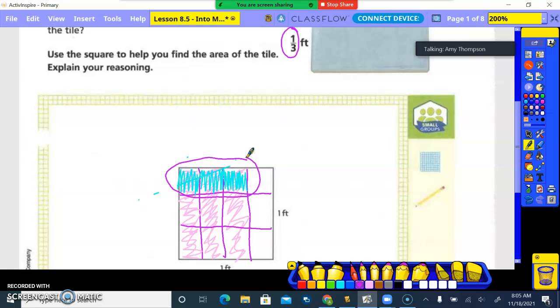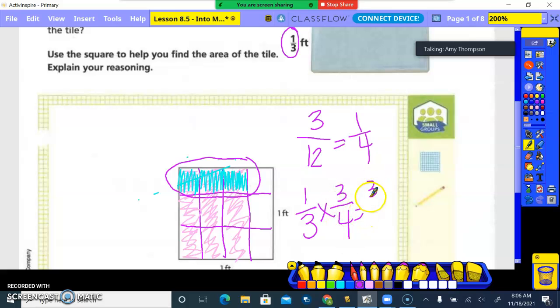So how many total boxes did I make for this whole big box? Well, there are 4 columns and 3 rows. So there's a total of 12, right? 12 little boxes. And how many are darkly and lightly shaded? 3. Okay, so that equals 3/12, which also equals 1/4, right? Now, if I would also take 1/3 times 3/4, I would also get 3/12, which equals 1/4 that way as well, correct? Okay.